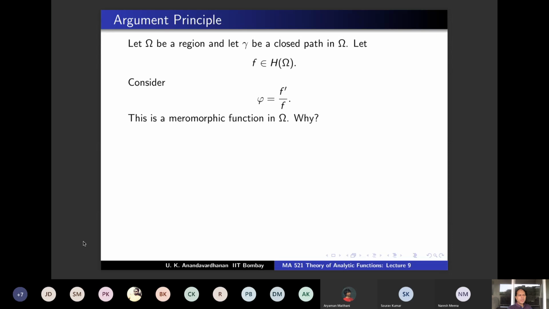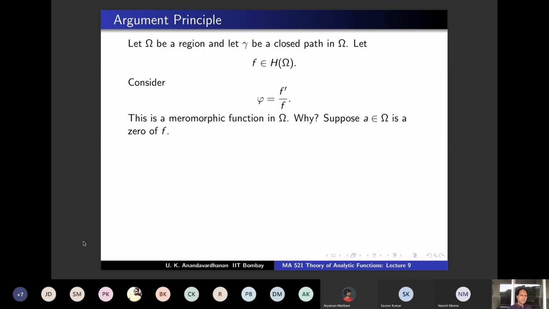So in a neighborhood of a, if you take 1 by f, that will be of the form a holomorphic function divided by z minus a to the power some m. So this shows that it is a pole of order m at a, and it's isolated because h is holomorphic throughout. So 1 by f is meromorphic if f is holomorphic. F prime is anyway holomorphic, so f prime by f is meromorphic. Okay, so this is a meromorphic function, and this is coming in the slides also.